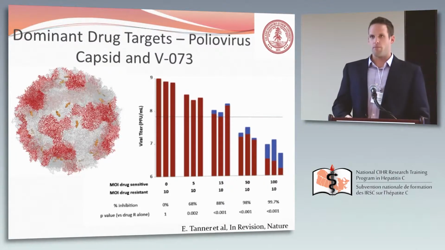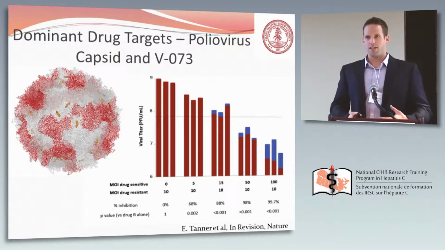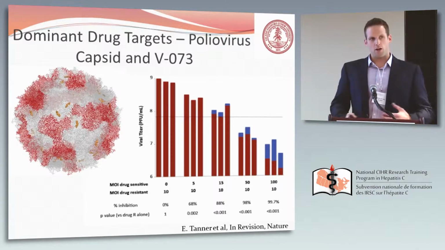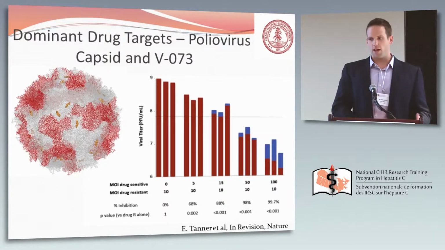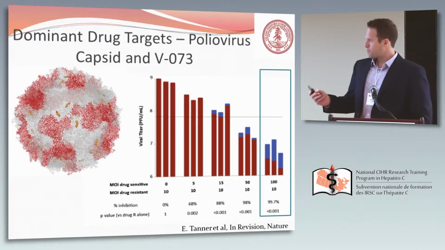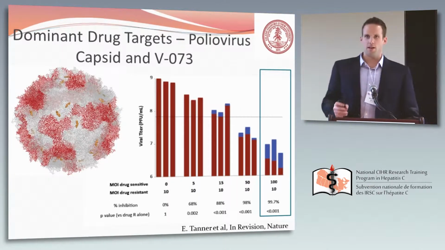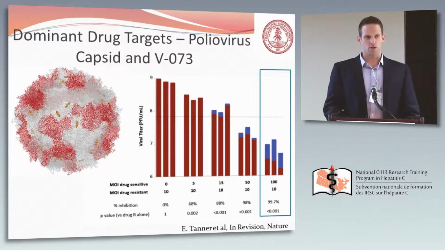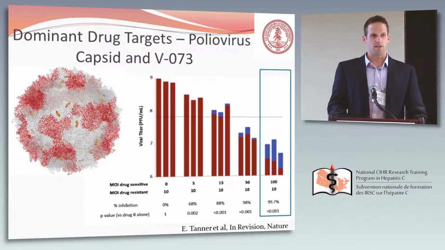So at this point in time, the dominant drug target idea was kind of gaining some steam, and Carla wanted to expand this idea to other viruses. So we've got another postdoc in our lab that's working on dengue, and I chose to expand this idea to hepatitis C virus.